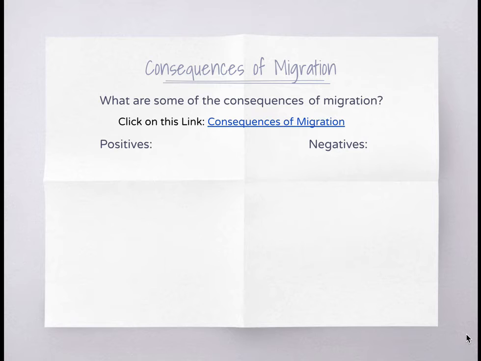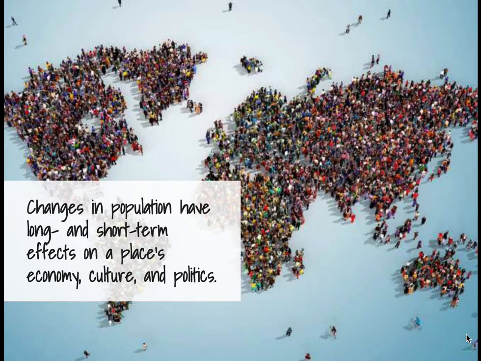For this slide, I want you to click on the link, consequences. I said consecrations, but it's consequences of migration. I want you to read the article, and then in your notes, I want you to write down the positives and the negatives, pretty please. All right, changes in population have long and short-term effects on a place's economy, culture, and politics.